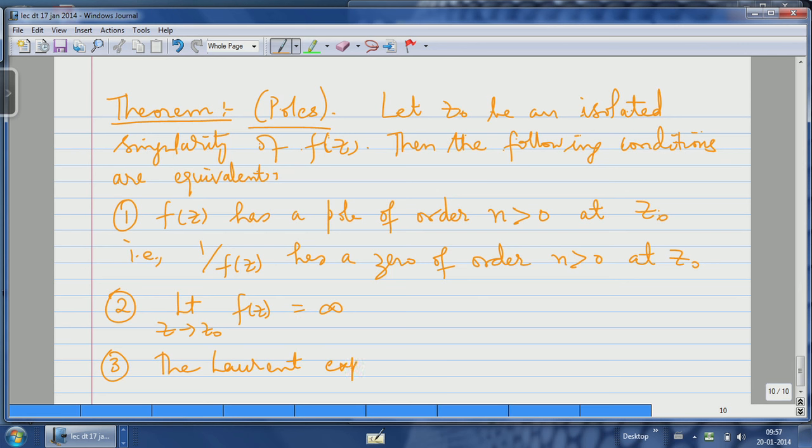And here is a third one: the Laurent expansion of f at z naught has only finitely many negative powers of z minus z naught. This is the way you define a pole using the Laurent expansion. The Laurent expansion helps you to also classify singularities. So what I want you to do now is go back and, as an exercise, prove that all three statements are equivalent. At least you should have seen this in a first course, but I want you to recall the proof. That's an exercise, and let me stop here and we'll continue in the next lecture.